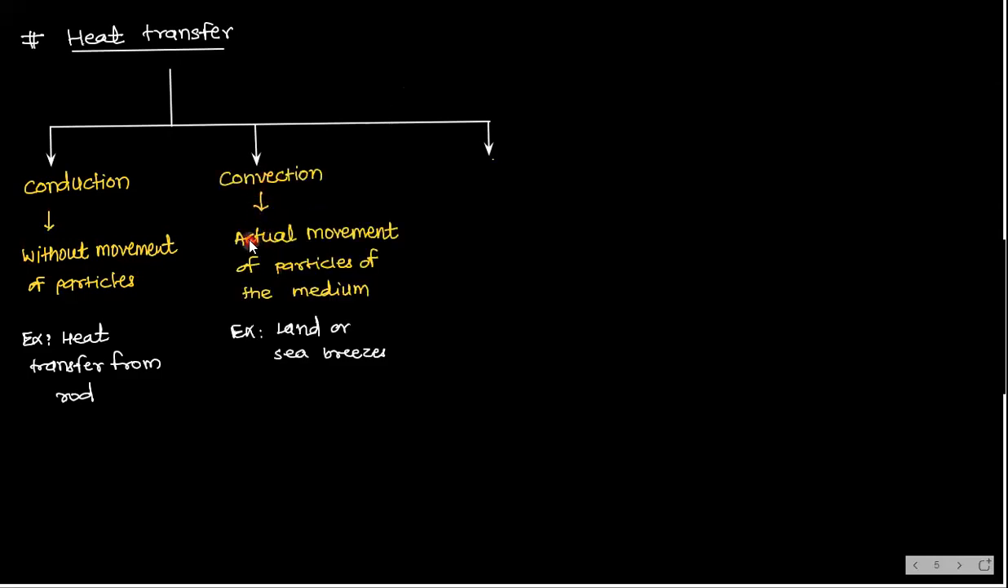Next mode of heat transfer, that is convection. In this convection, heat transfer takes place via actual movement of particles of the medium. For example, land or sea breezes. You see, during daytime, land will be hot, water will be cool, and that's why heat transfers from hot to cool. That mode of heat transfer, through particles of the medium, is called convection.